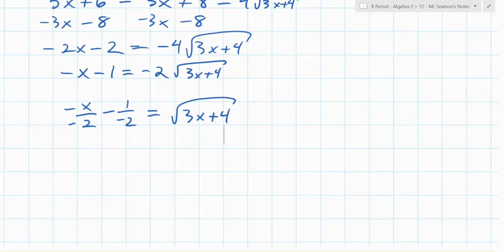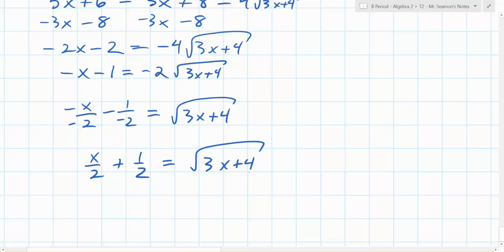Can we clean up the left first? Do you see a lot of negatives? What's a negative over a negative? So what does this become? x over 2 plus 1 over 2 equals the square root. Oh, look. Now what can we do to both sides?